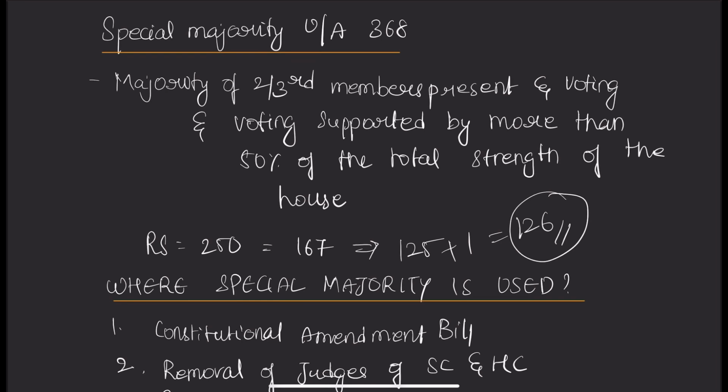So the next one, special majority under Article 368. It says a majority of 2/3 members present and voting must be supported by more than 50% of the total strength of the House.